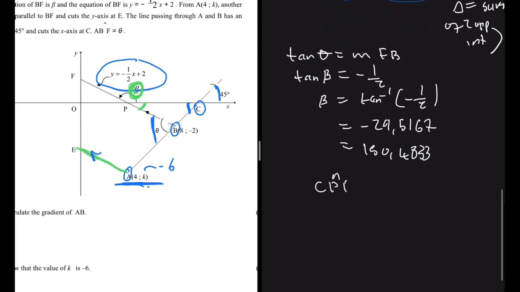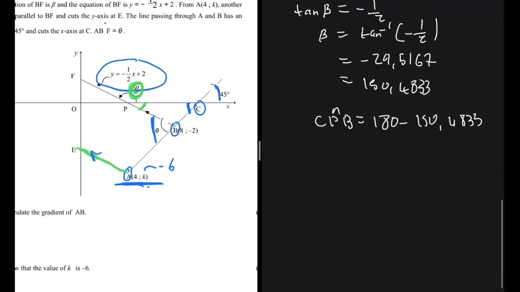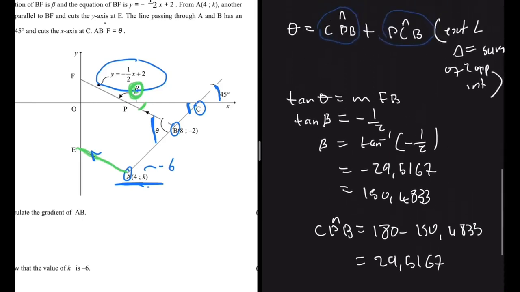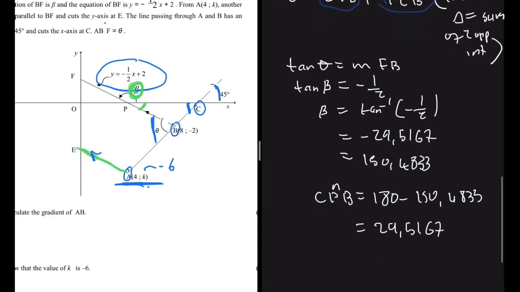So this angle CPB, so CPB will be equals to 180 minus 150.4833, which will be equals to 29.5167, right? Now we can move to angle PCB.